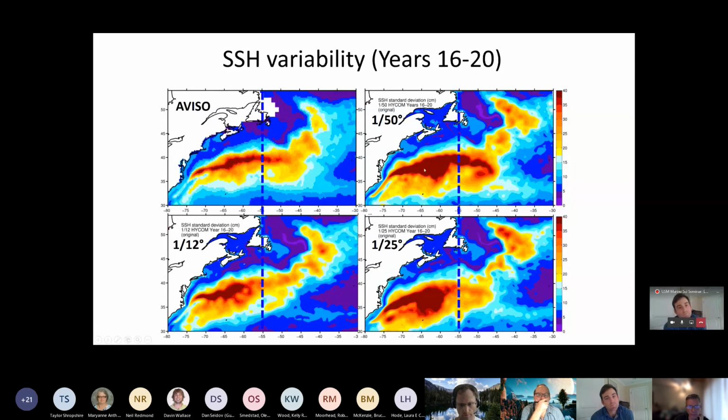So at least you appear to have a decent match between the two, but there is a question as to why the variability is greater in the 1/50th degree. So we'll get back to this in a second.